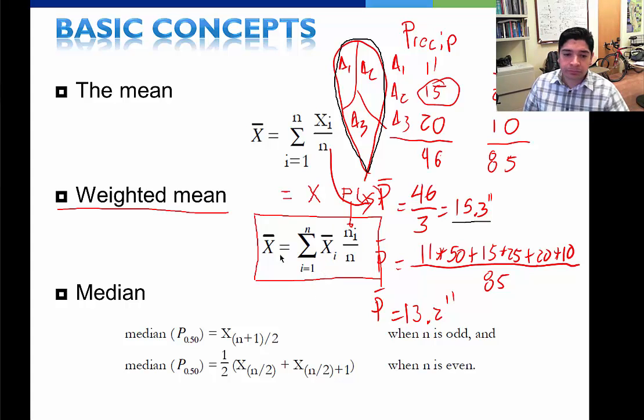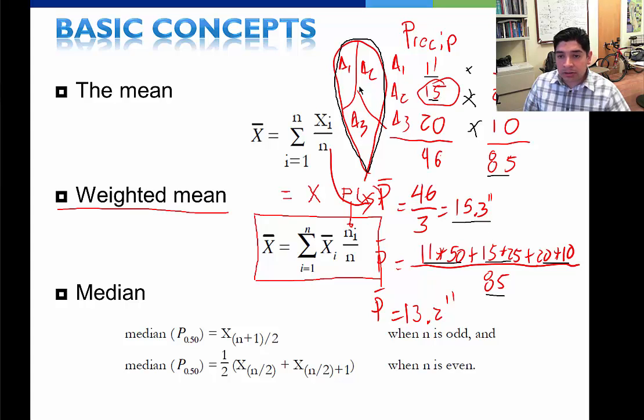We do this doing a weighted mean. Basically what we're going to do is to multiply each of these precipitation values by its area, and then divide by the overall area. So the precipitation of area 1 times the area of 1, plus the precipitation of area 2 times the area of 2, plus the precipitation of area 3 times the area of 3, and all of this divided by the total area.